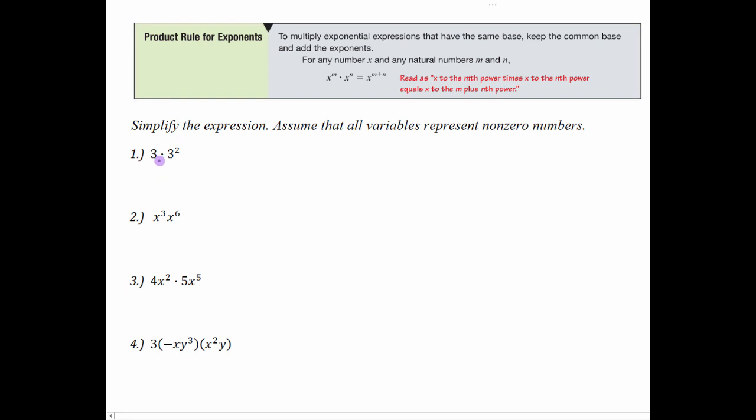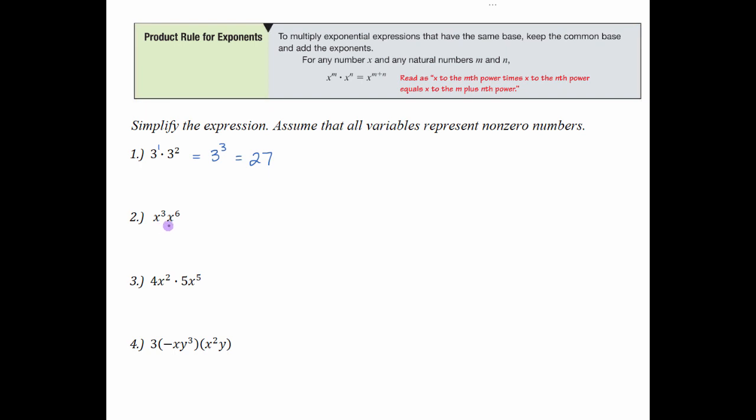So here I have 3 times 3 squared. Now, there is an exponent here. We don't write it, but it is there. It's an exponent of 1. If it helps you at first to write that in, then go ahead and do that. 3 to the 1 times 3 squared is 3 cubed. 3 cubed is going to be 27.